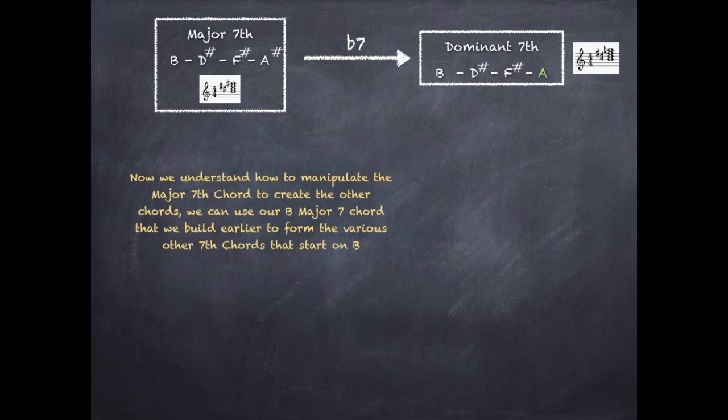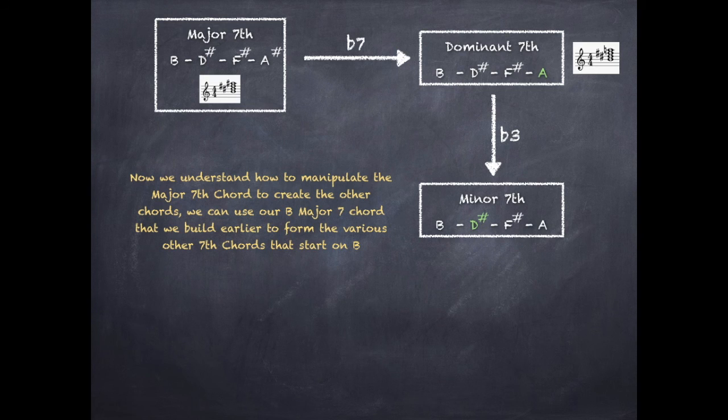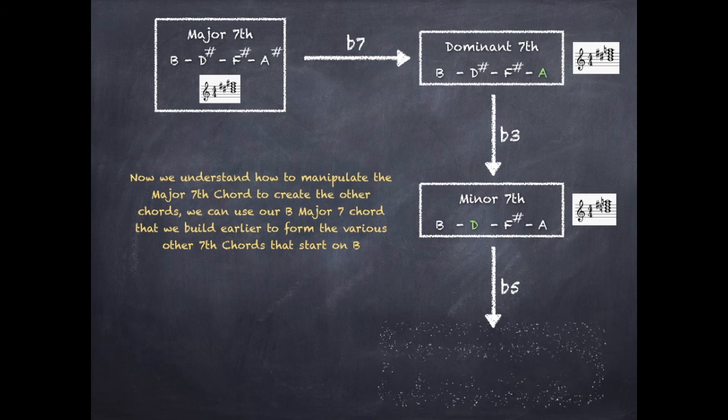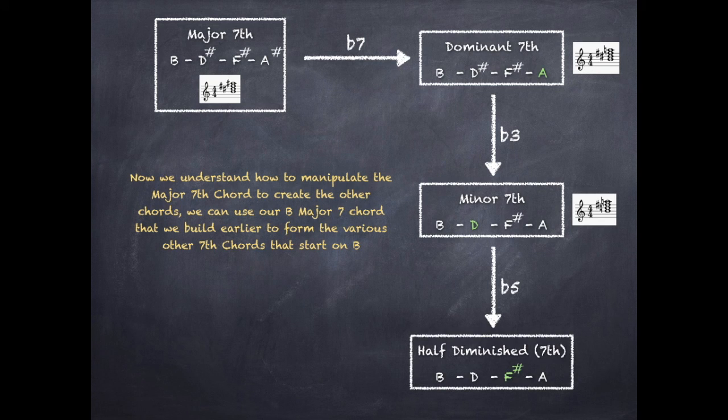If we flatten the third of the dominant seventh, which is the D sharp, it becomes D, and we have the notes of the B minor seventh chord. If we flatten the fifth of the minor seventh, which is the F sharp, it becomes F, and we have the notes of a B half diminished seventh chord.